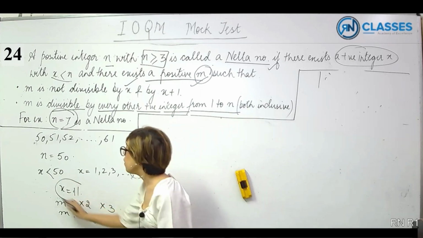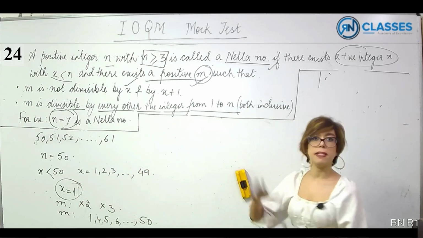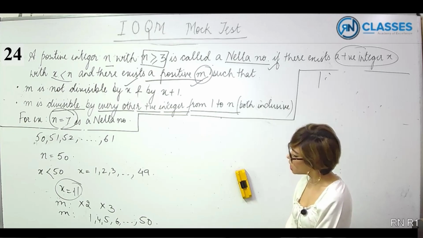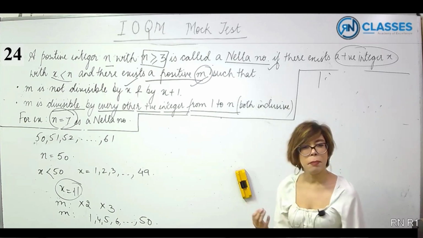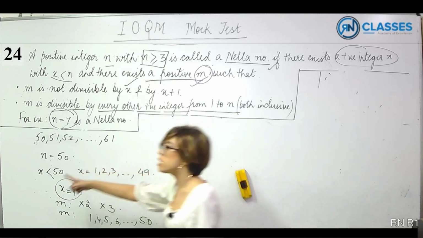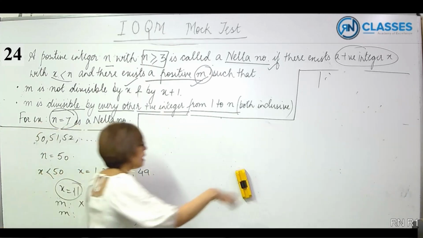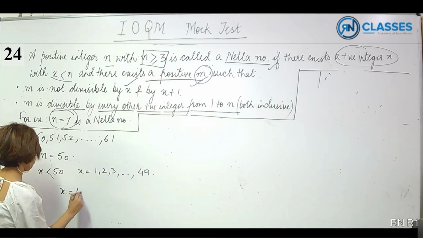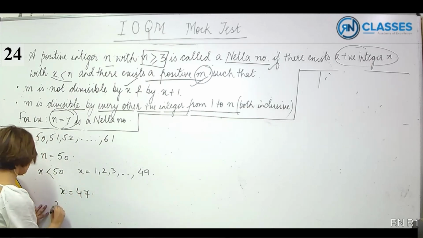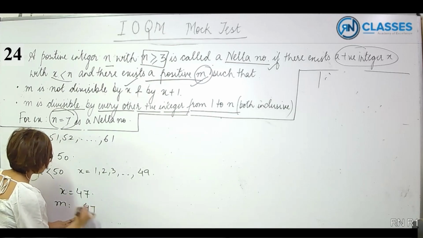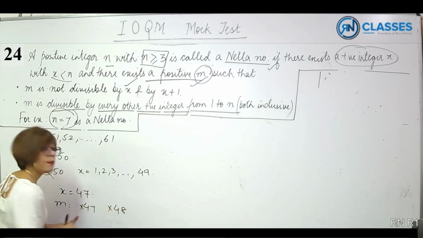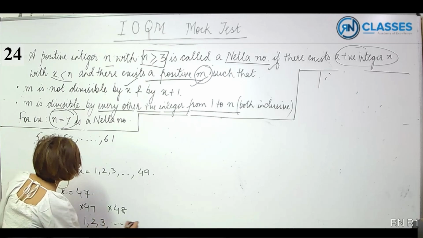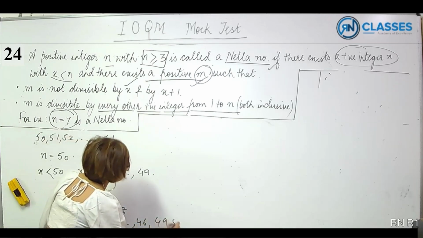That means if I want to look for x, I will look towards the bigger side, right? To the other end. Now, obviously, I would want to look for a prime number, right? Less than 50, which prime number can I take? 47. Let's see what happens. So let me take x equal to 47. Let me check. Right? I need to find m which is not divisible by 47 and not divisible by 48. But it should be divisible by every other. So it should be divisible by 1, 2, 3, up until 46, 49 and 50.